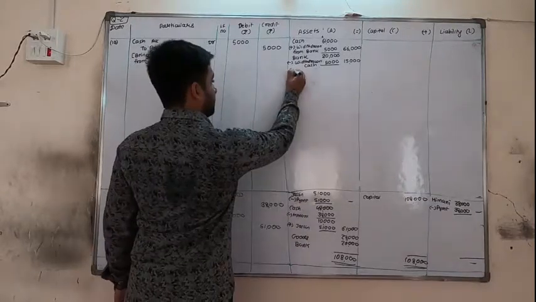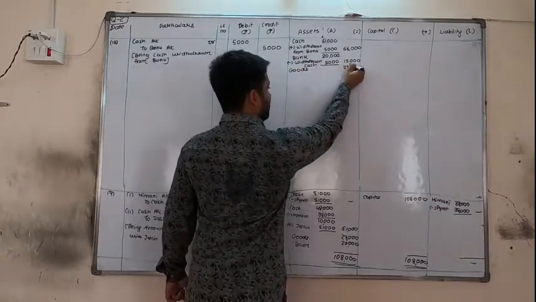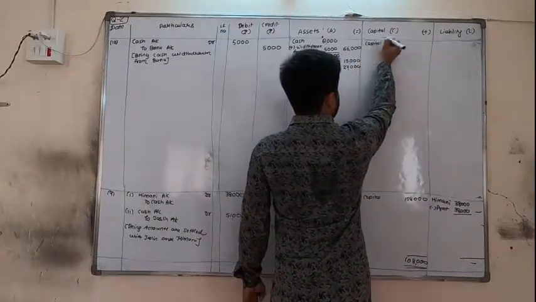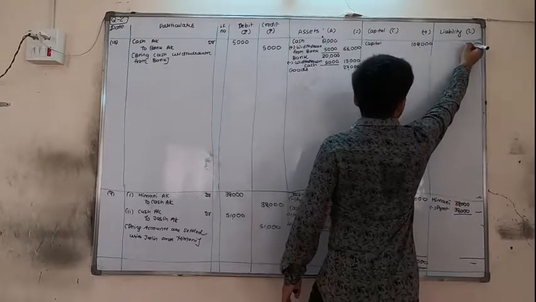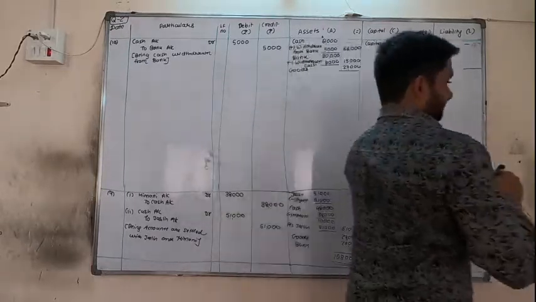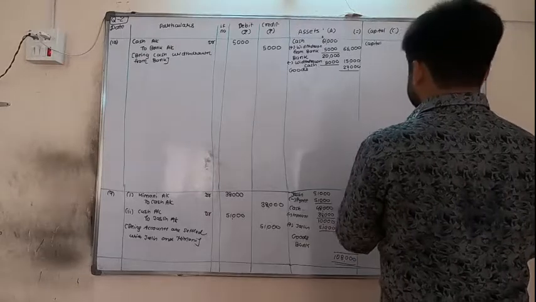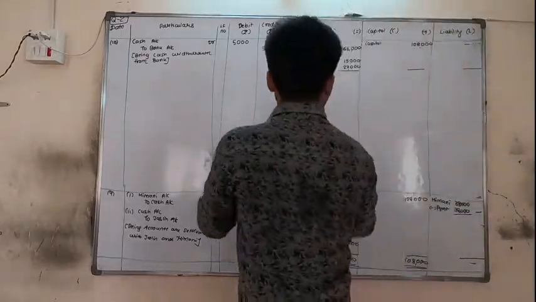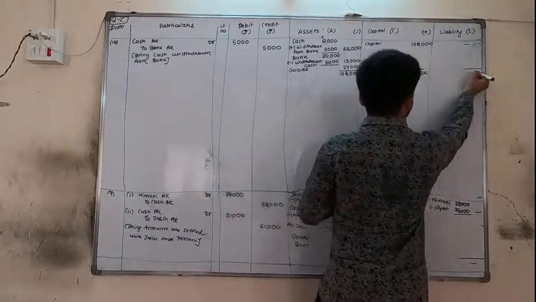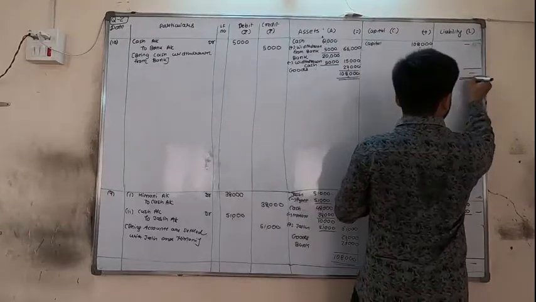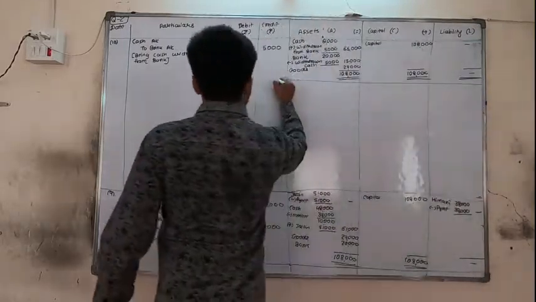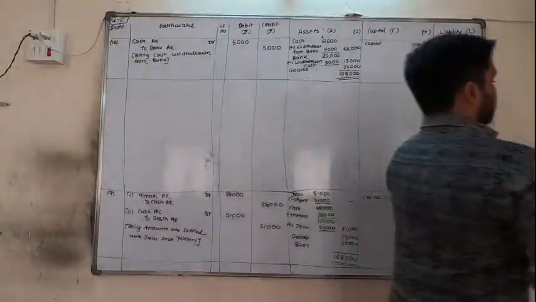Now goods. Goods are of 27,000. Nothing else. Then capital. Capital will be 1,08,000 only. Nothing in the liability. So 66, 15, 27. 1,08,000 again. Here also 1,08,000. And here it's 0. Now I can rub these things.